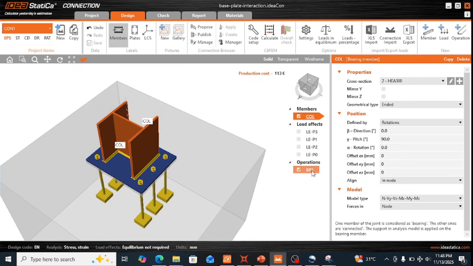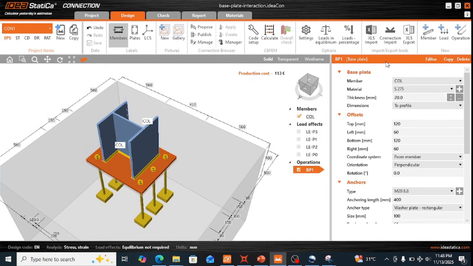Now coming to the base plate, here we need to input all the parameters that are required to define the base plates, the anchor bolts, their locations, as well as the foundation size. So you'll find that for the base plate, it is connected to the member column, that is my member HEA300. And for the base plate, we considered a material grade of S275. The thickness is 20 mm, and all the dimensions of this base plate will be provided with respect to the profile of the column.